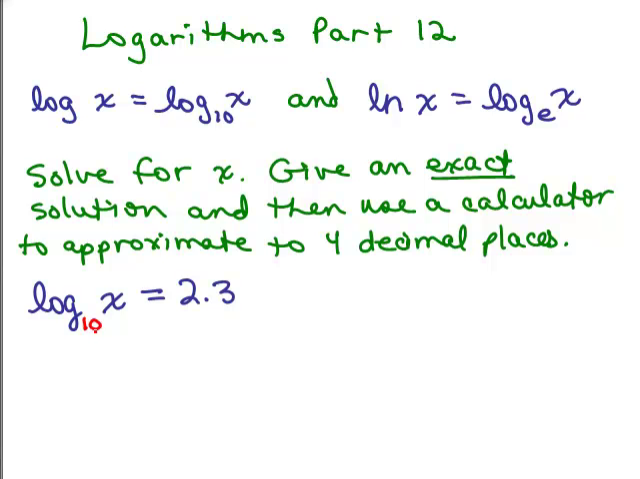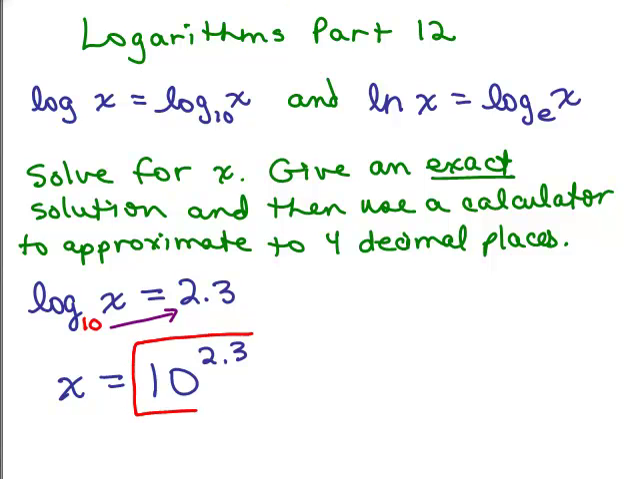Now we're going to use the meaning of logs. Remember that 10 to the 2.3 equals x. So we could write that, or we can write that as x equals 10 to the 2.3. All right, here's our exact solution right here. There's the exact solution. Now we're going to approximate that.